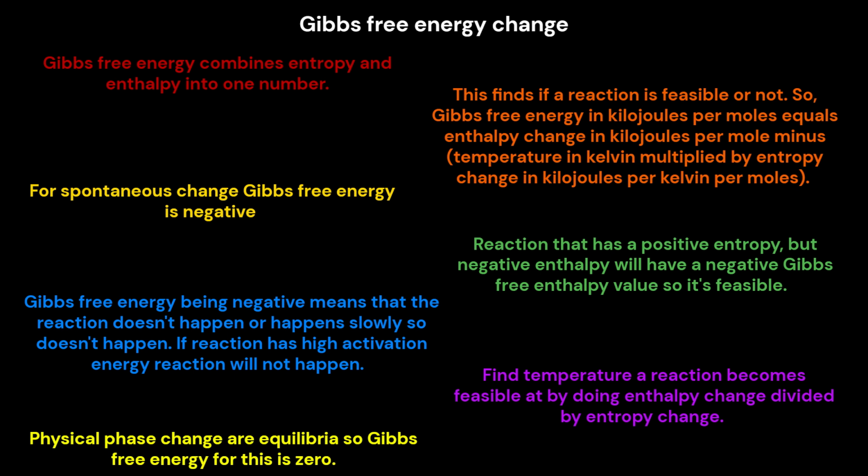Gibbs free energy being negative doesn't guarantee the reaction happens, as it might happen so slowly that it doesn't happen. If a reaction has a high activation energy, the reaction will not happen. Find the temperature at which a reaction becomes feasible by doing enthalpy change divided by entropy change. Physical phase changes are equilibria, so Gibbs free energy for these is 0.